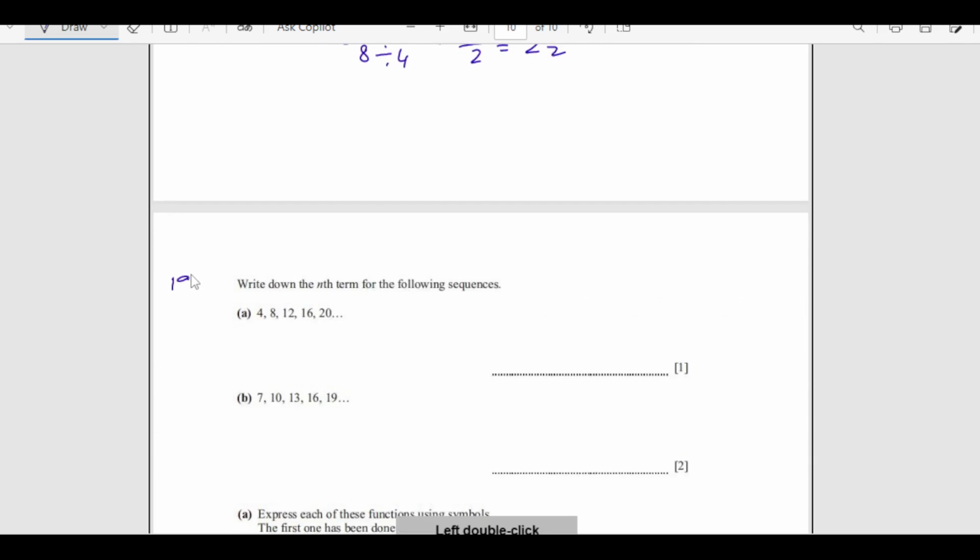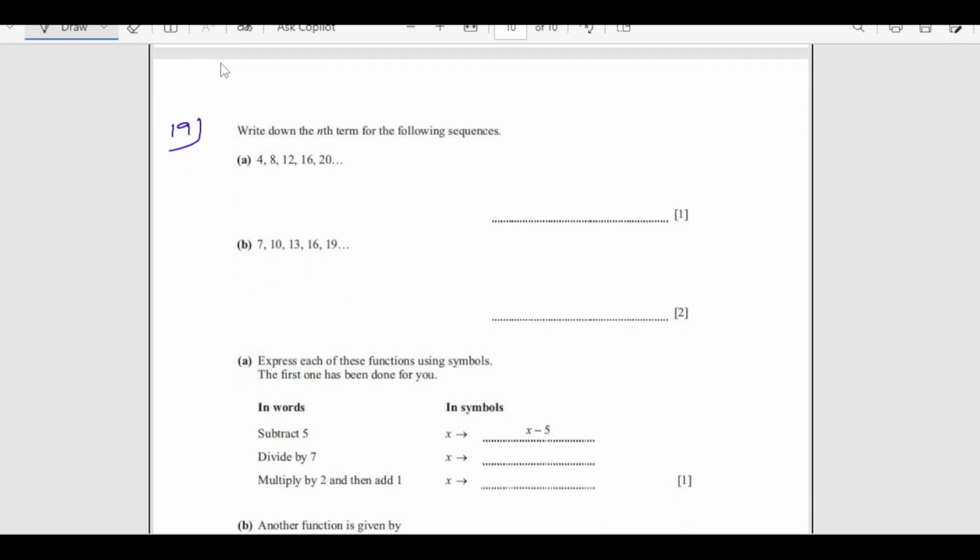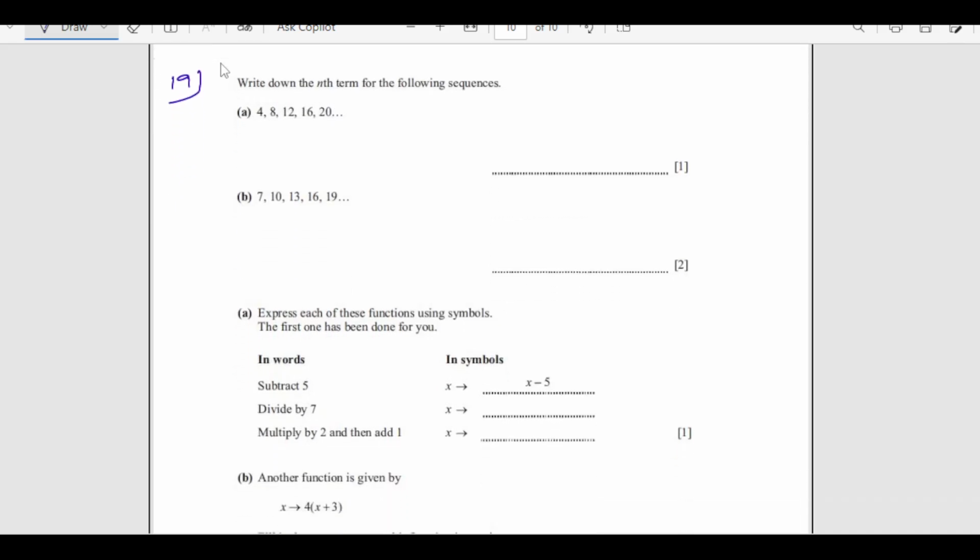Now next question, write down the nth term of the following sequence. So let's see how it works. 4 plus 4 is 8, 8 plus 4 is 12, so it is adding 4 here. And the next, write down the nth term.